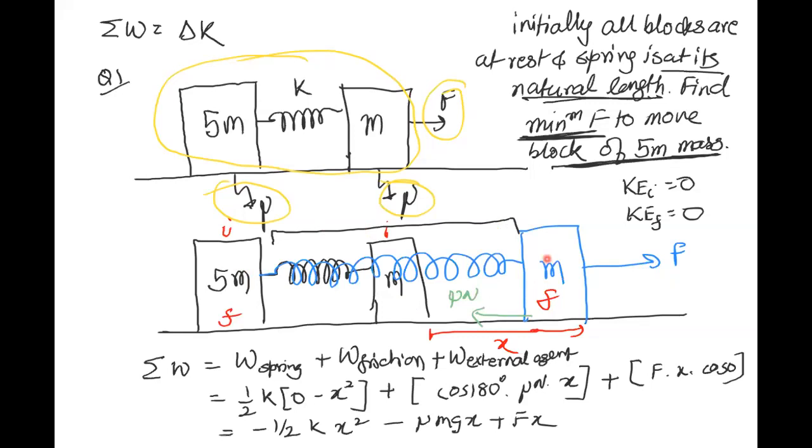And the work that I have done has expanded the spring to such an extent that the spring force has become equal to 5 μmg. The spring force is sufficient to pull the second block. Okay? So the crude answer is that I have done work, and this work has been stored in the spring as potential energy, and now this potential energy is sufficient to move the 5m wala block.